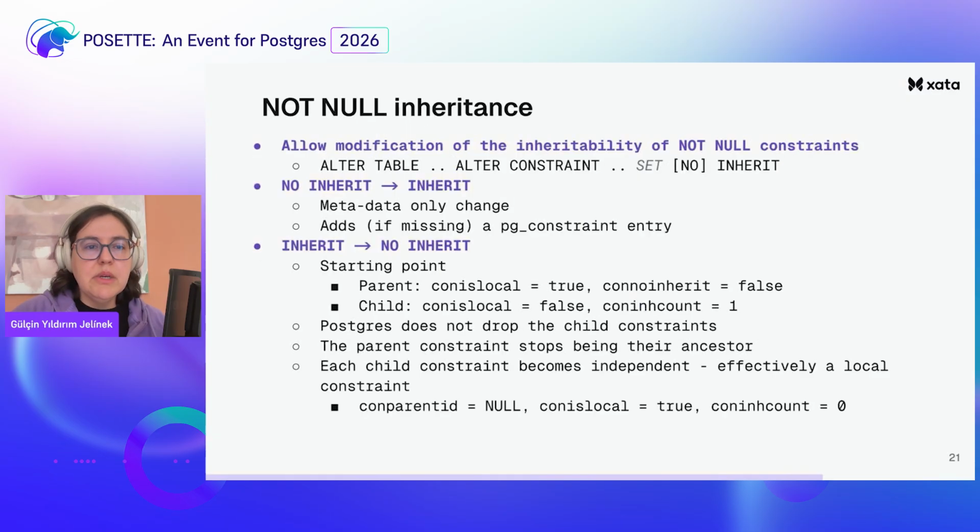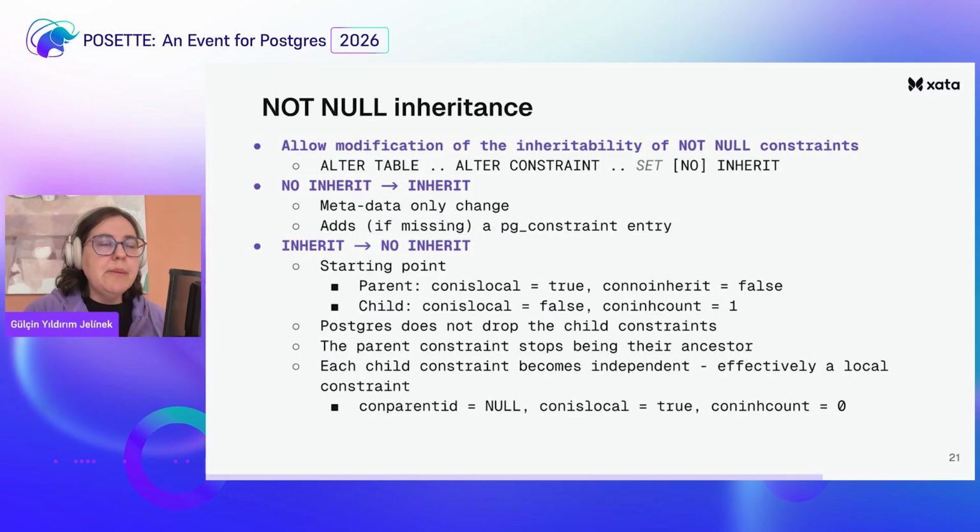It behaves similarly. And inheritance, of course: once you have, again, a proper constraint, you can allow the not null constraints inheritability. So you can just say ALTER TABLE ALTER CONSTRAINT, SET INHERIT or SET NO INHERIT. And if you want to go from no inherit to inherit, this is simple. It just adds the missing pg_constraint entry for the children, or the tables that are inheriting. But you can also do it the other way around. If there's an inheritance, you can do the no inherit too.